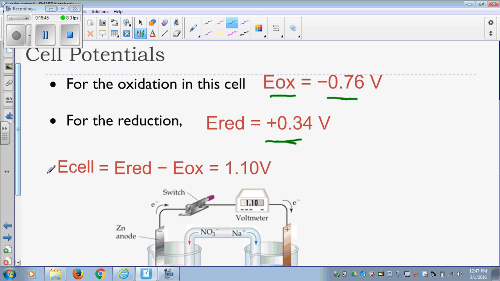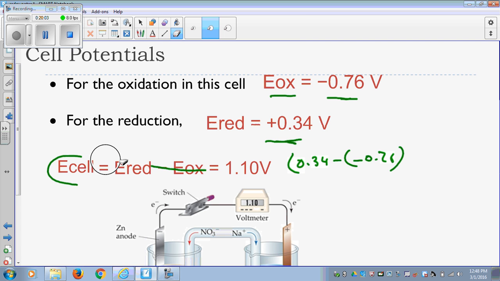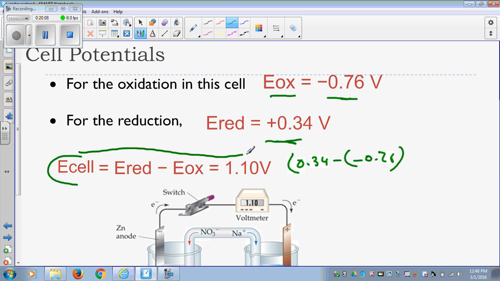You can do reduction minus oxidation, but since it is still negative, because it is reduction minus oxidation, so it's 0.34 minus 0.76. So you add them together at the end. You have to memorize these formulas, but I don't think there are many questions on that. But these numbers should be given to you. You just need to know what the formula is.